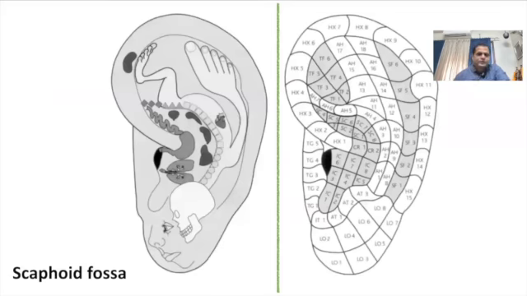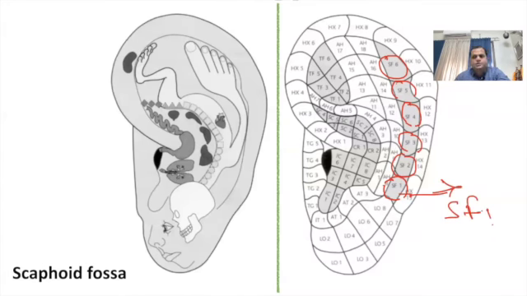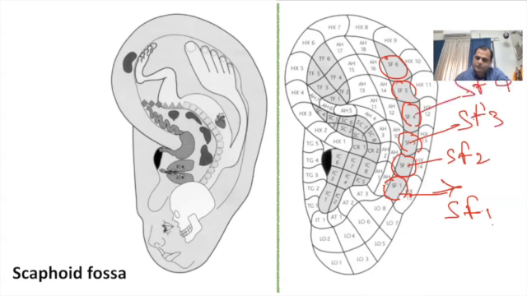If you look at this image, अगर आप इस image को देखते हैं, we have divided this SF into multiple parts like SF1, SF2, SF3, SF4, SF5 and SF6. So we will discuss today this subdivision of the Scaphoid Fossa. आज हम इन्हीं subdivisions की बात करेंगे। We have divided the Scaphoid Fossa into 6 subdivisions.